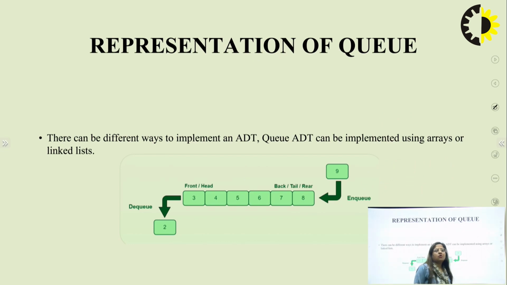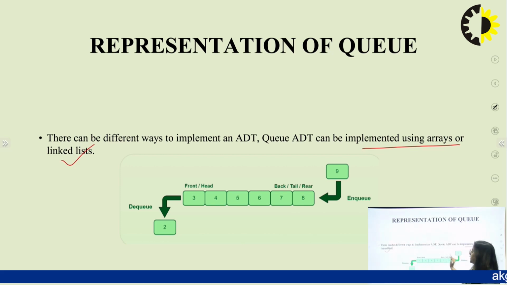Now, representations of a queue. There are two types of representation: the first is using an array and the second is using a linked list. The queue ADT can be implemented using an array or a linked list. So this is your queue, and some elements are already inserted in it.